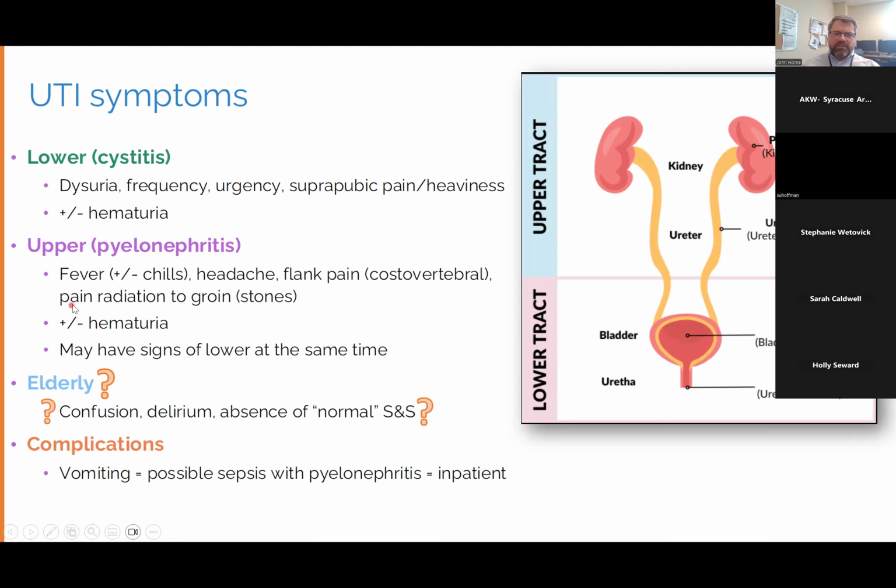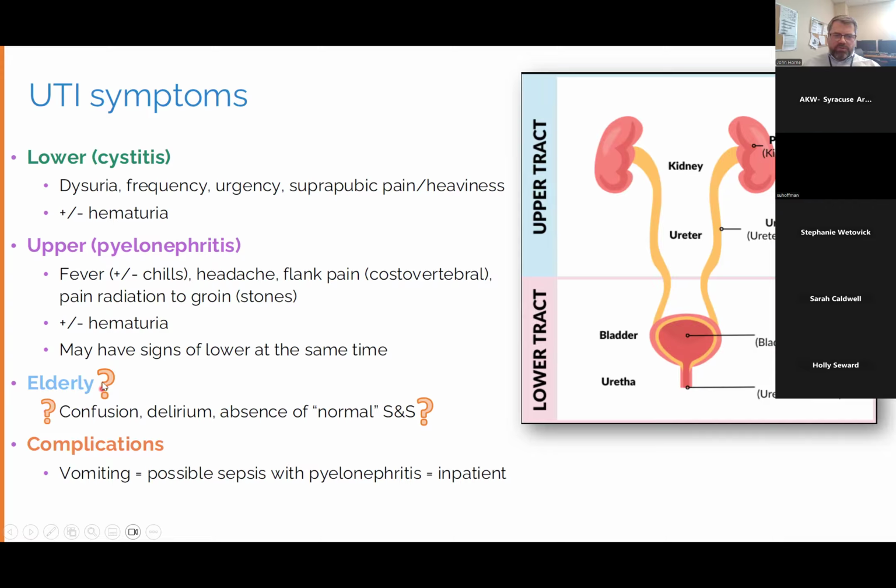Flank pain, and then do they have stones? Hematuria may have signs of lower tract at the same time. So sometimes people will have a lower urinary tract infection, a cystitis, and then at some point it becomes a pyelonephritis if the bacteria is able to make its way up to the kidneys.